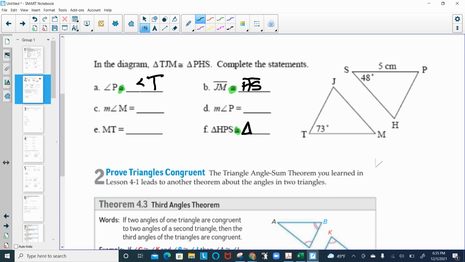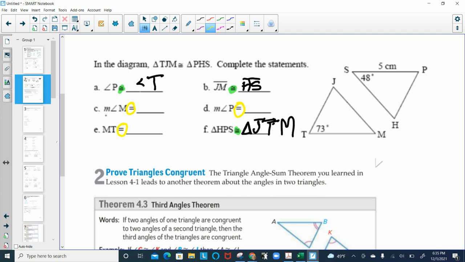So angle H is the second letter, so we want the second letter over here, J. Angle P is the first letter, so angle T. And angle S is the last letter, so that's angle M. Now, everywhere that you see an equal, that's where you're going to want a number.